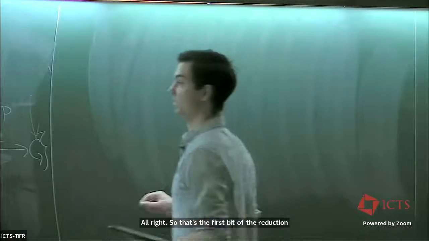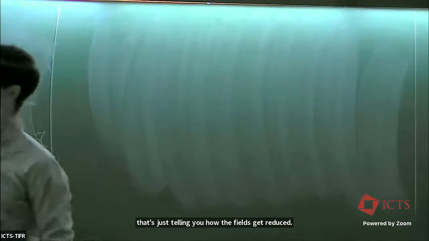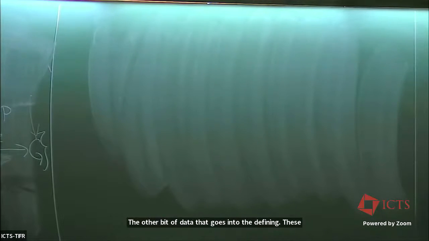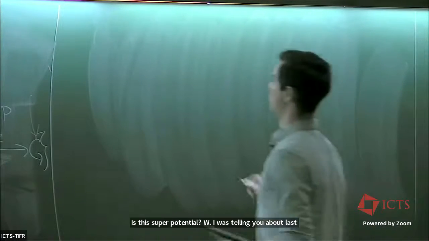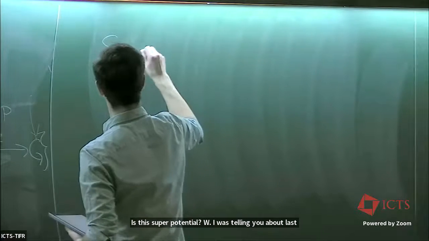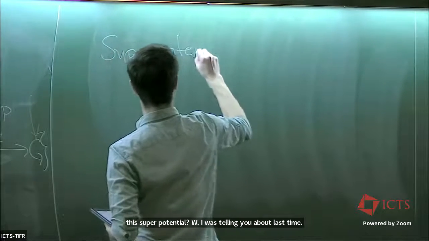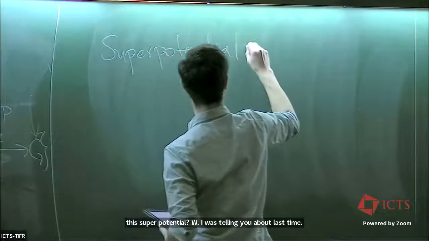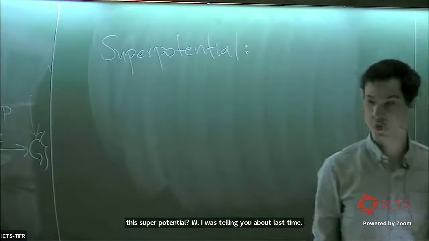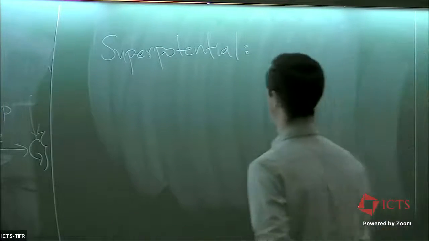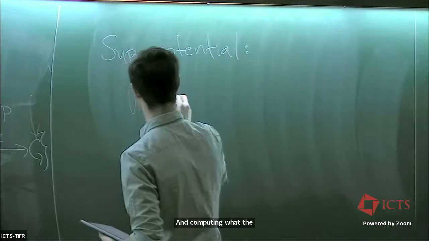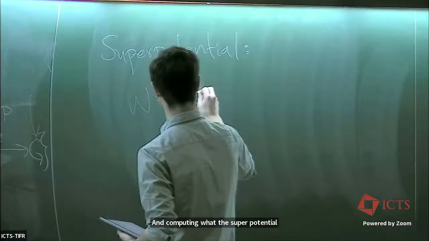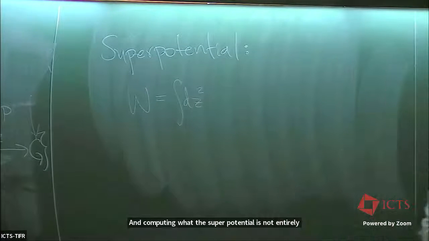All right, so that's the first bit of the reduction. That's just telling you how the fields get reduced. The other bit of data that goes into defining these 1D N=4 theories is this superpotential W I was telling you about last time. And computing what the superpotential is not entirely difficult, but I don't have time to tell you exactly how it works.